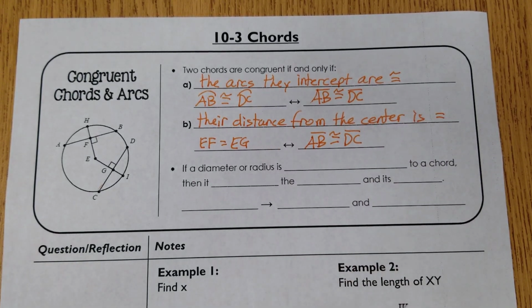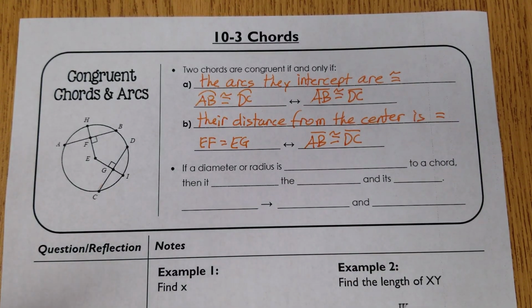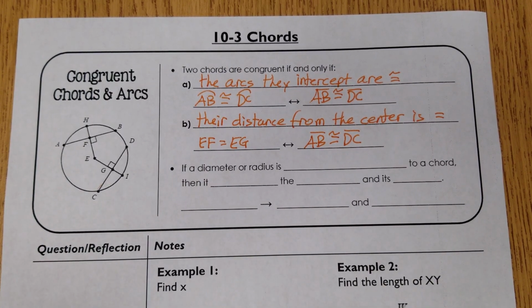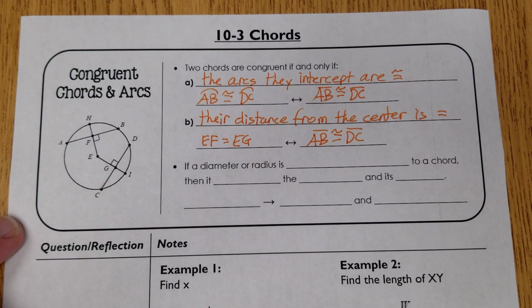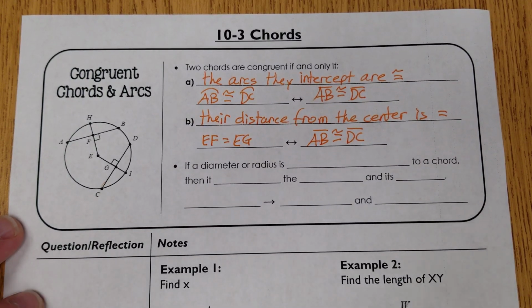The general trio is congruent arcs, congruent chords, equidistances. That's the idea. So you'll use those thoughts in conjunction quite often. You'll be looking for one of them to tell you that the others are all true as well.